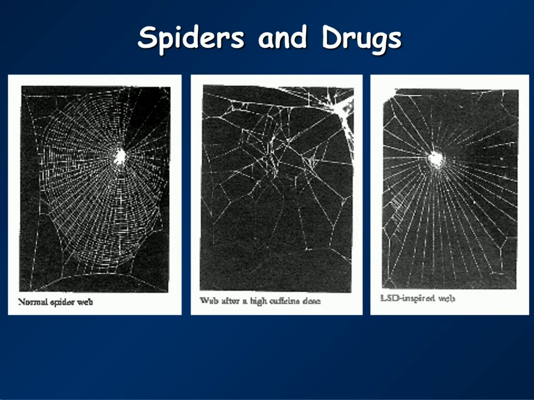So on the left-hand side, there is just the normal spider web. In the middle, it was a spider that was exposed to a high amount of caffeine. And then on the right-hand side, it was a spider that was exposed to LSD. So you can see how the different drugs have had an impact on the construction of these webs. So they've done these studies in order to understand how the drugs affect the nerve impulse transmission process and then try to relate these back to humans.